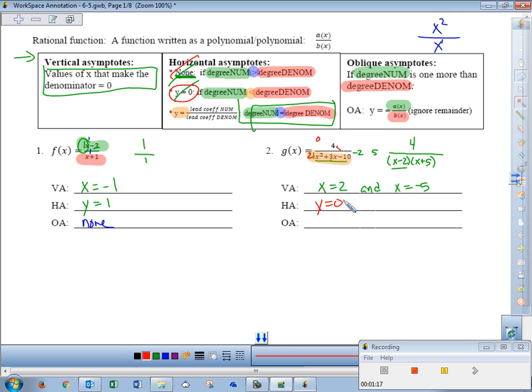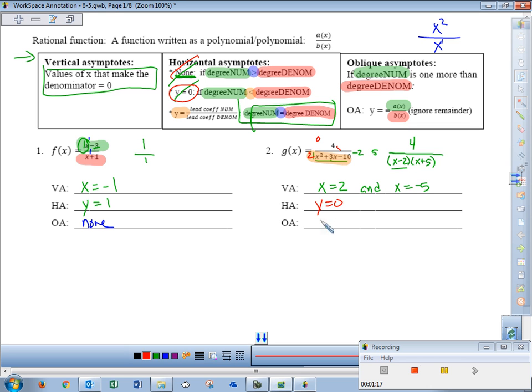It is at y equals 0. And then you check, is there an oblique asymptote? Here's the rules for oblique asymptote. The degree of the numerator has to be exactly 1 more than the degree of the denominator. What do you think? Is there an oblique asymptote?